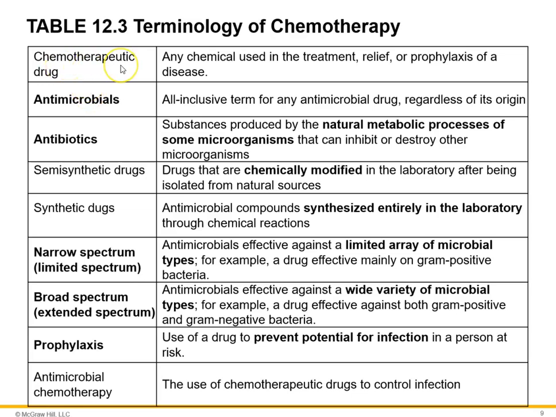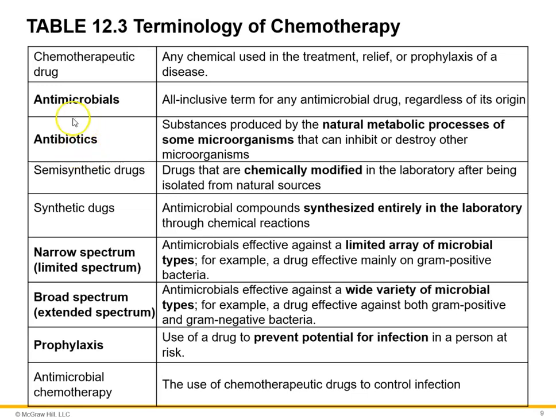So chemotherapeutic drug is going to be any chemical used in the treatment, relief, or prophylaxis of a disease. That's a very general term. When we say chemotherapeutic drug, I mean, this could be a medication for blood pressure. It could be a medication for cancer. It could be a medication for an infectious disease. All of those medications are chemotherapeutic drugs. Now, specifically, antimicrobials are going to be any antimicrobial drug, regardless of its origin. So this is going to be anything that acts against a microorganism in an infectious disease.